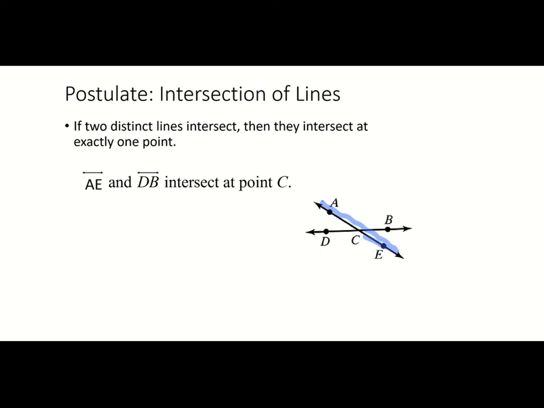And there's line AE. And then we also have line DB, which is right here. And they intersect and they meet at point C. So right there in the middle at point C is where they intersect. So that is the intersection of lines, and this is a postulate. So put that in your postulate section.